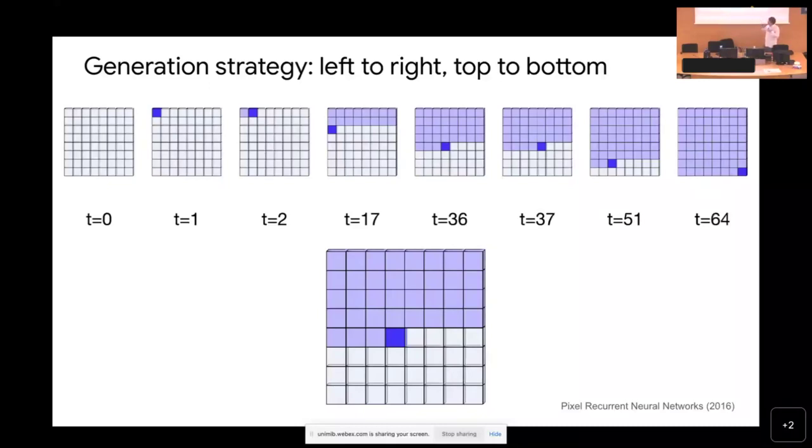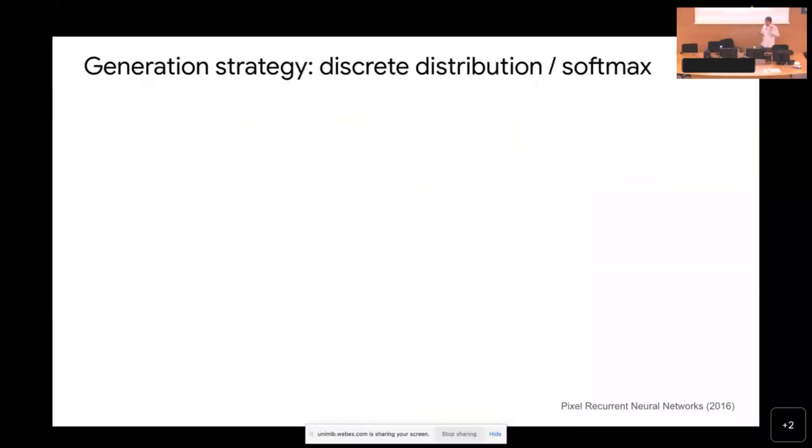But we want an architecture that can efficiently capture this whole context when we predict the next thing. That's the goal. So let's talk about how this can be done. Please do ask me questions if I'm not capturing some details.